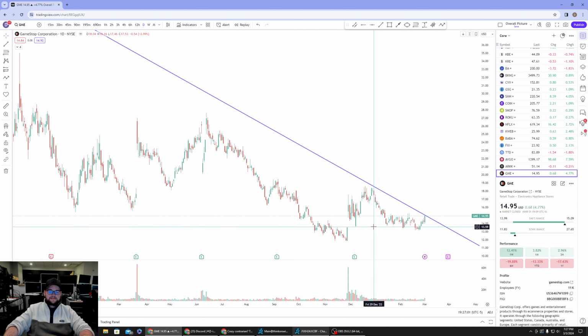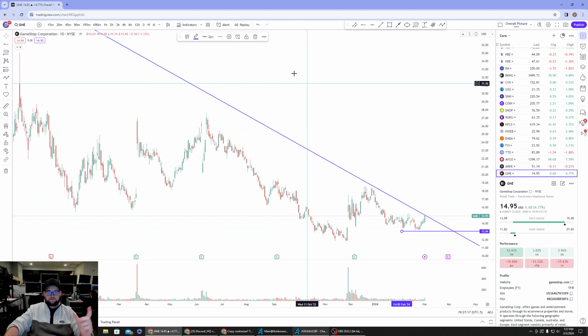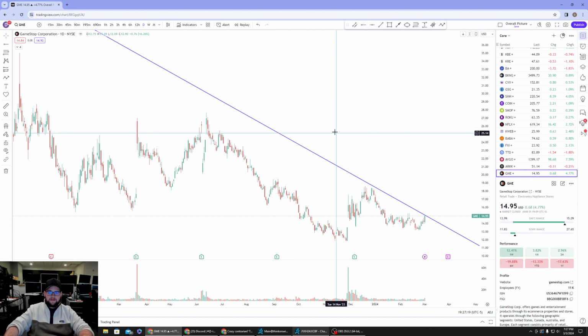I think this is a very good risk reward play, because even if you use this previous low as a stop loss, let's just say you use 13 as a stop loss, you're risking $2 to make 5 plus. So the risk reward there is pretty favorable.